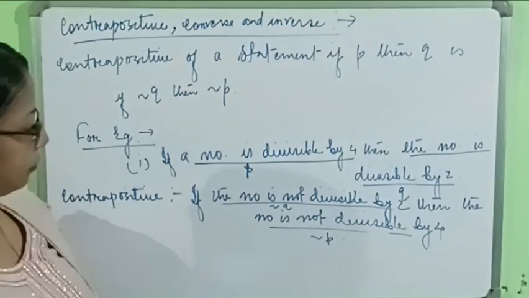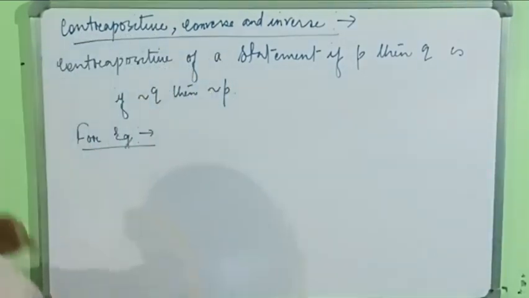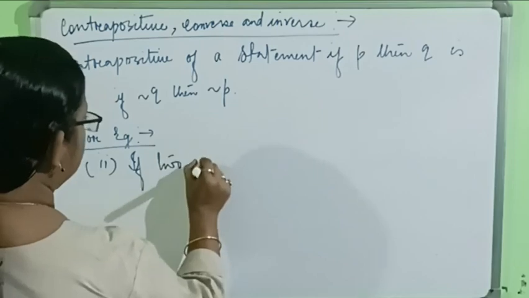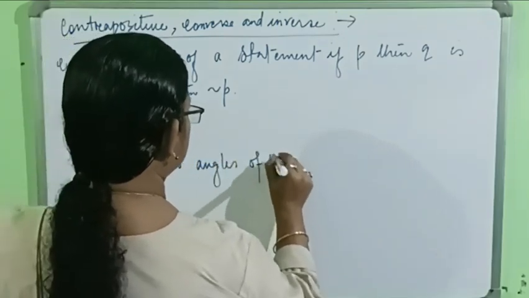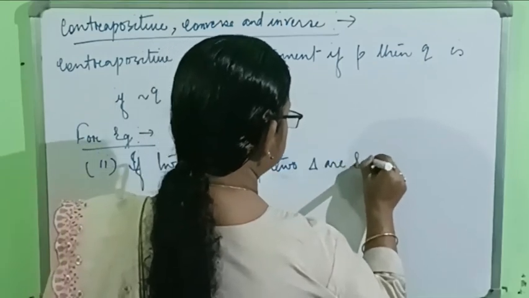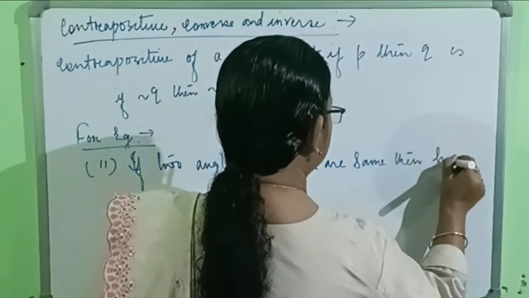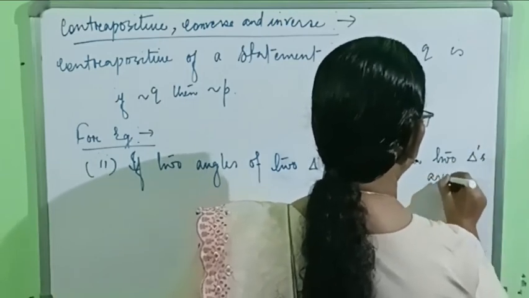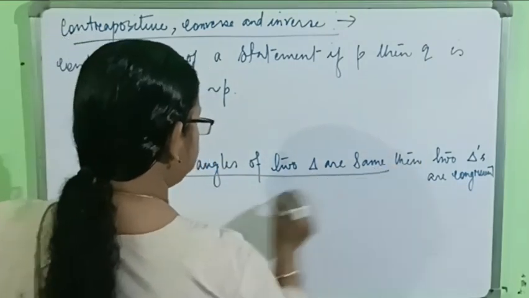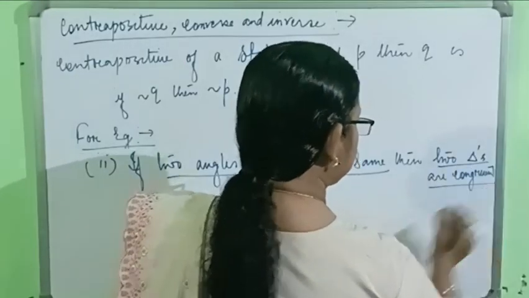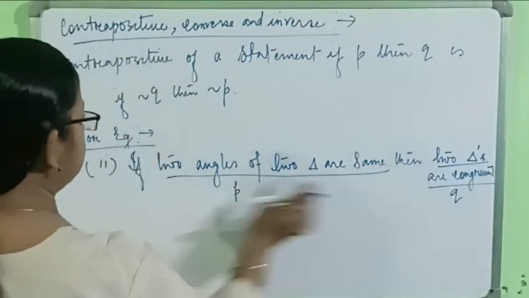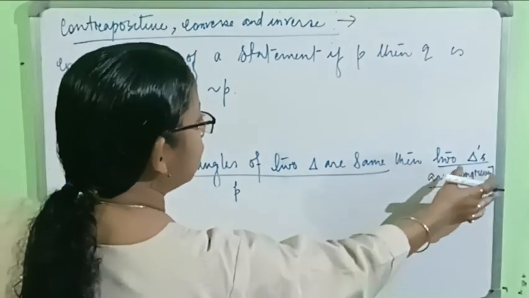Take one more example, number 2. If two angles of two triangles are same, then two triangles are congruent. So here, two angles of the triangles being the same is one sentence, and two triangles being congruent is another sentence. So the conditional sentence is: if two angles of two triangles are same, then two triangles are congruent.